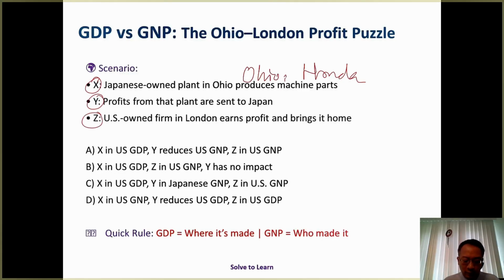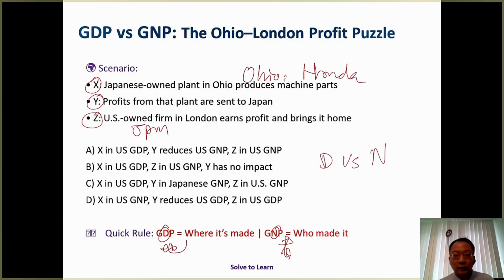What is Z? It's when an American company, like JP Morgan, earns some profit in London and then sends it back to the United States. So in this situation, let's look at which one among A, B, and C is correct. Let me emphasize again, what does D stand for? Domestic, meaning it's a concept based on the place of production. And what about N? Nationality, which refers to the producer's identity. So the difference between D and N is actually a very clear concept.